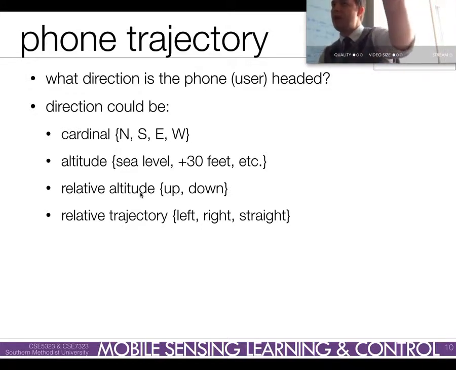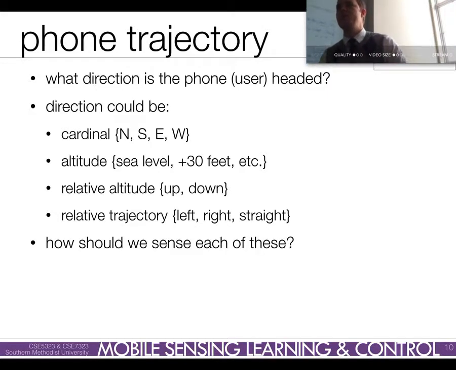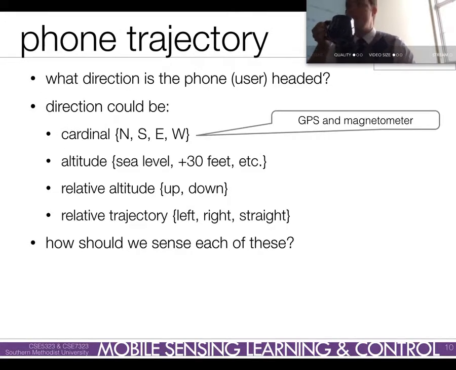Okay? How would I sense each of these? What's the best way to sense each of these? Cardinal direction. What should I use? Magnetometer. Yeah, the magnetometer. Okay? What if I want altitude? Acceleration. What if I want altitude relative to sea level? I want the absolute altitude that someone is at. Did you say GPS? GPS.